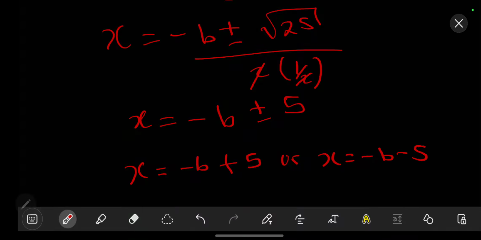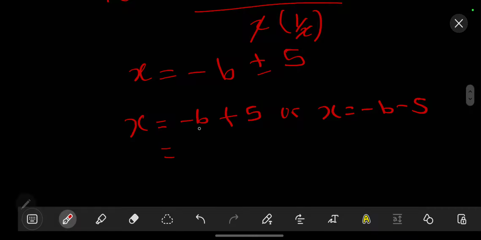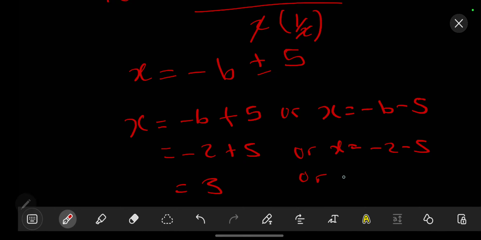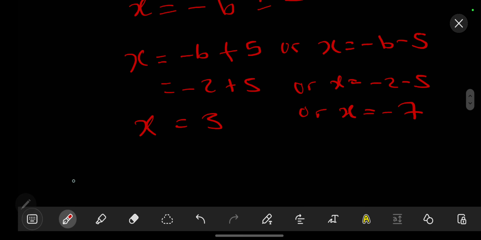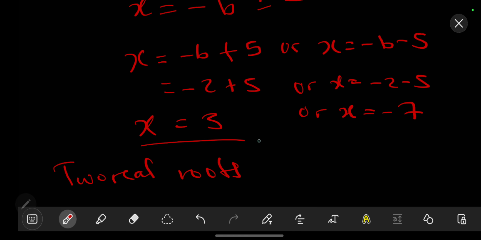Now, due to this, let's say our b is equal to negative 2. Then x is negative 2 plus 5, or x is negative 2 minus 5, which will be equal to 3 here, or x equal to negative 7 like that. Now, due to this, either you have x equal to 3 or x equal to negative 7. Then that means you have 2 real roots. In other words, as long as you have 2 different values of x, that means you have 2 real roots.